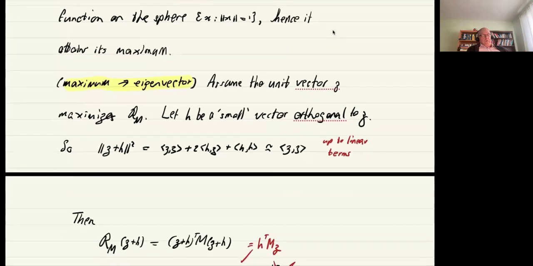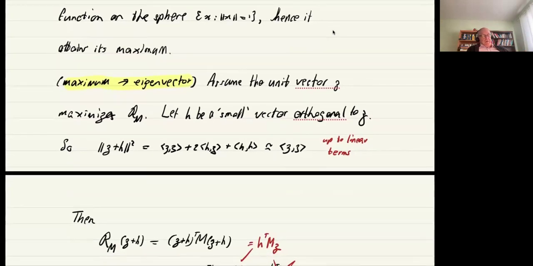Okay, so we're going to assume that we've got a unit vector Z which maximizes the Rayleigh quotient. Now, that means if I replace Z by some vector very close to it, the Rayleigh quotient can't go up. It can't increase because Z is the maximum. So how am I going to do that? Well, I'm going to take a small vector H, so you can think of it as order epsilon, and I'm going to assume that H is orthogonal to Z. It doesn't make sense to replace Z by 1.2 times Z. You're trying to stay on the unit sphere.